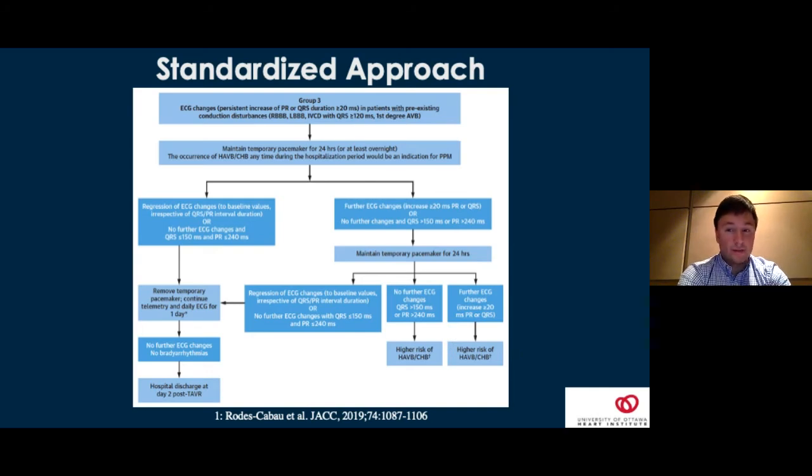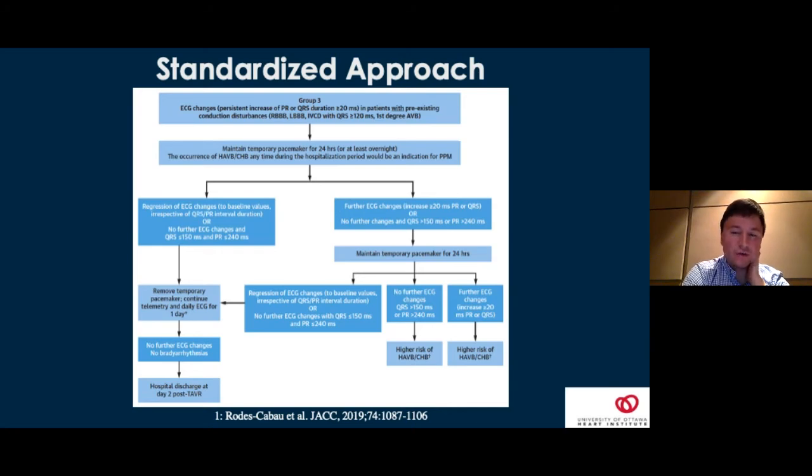This group 3 is the most challenging group. So what is it? It is the patients with pre-existing conduction disorder and that are worsening after TAVR. So either left bundle branch block, IV conduction, intraventricular conduction disorder, or first degree AV block. So there is really limited data regarding this group, and the management varies based on the degree of ECG changes and the final ECG manifestation.